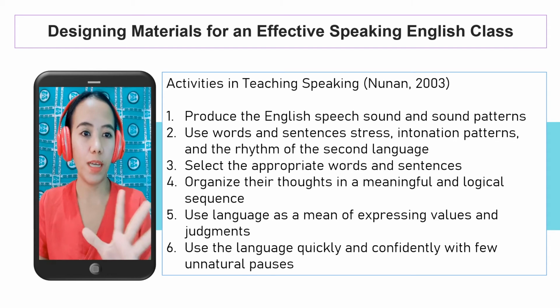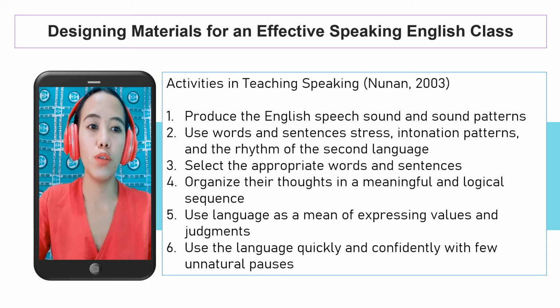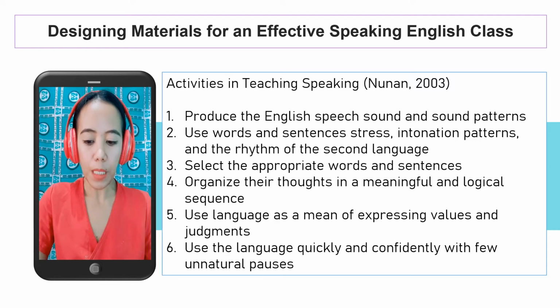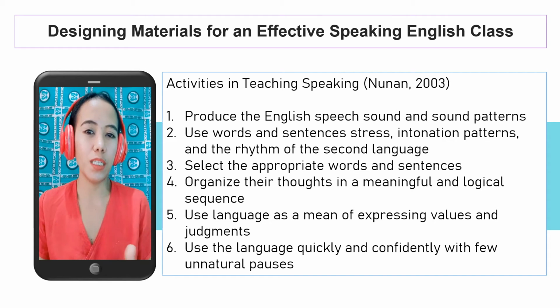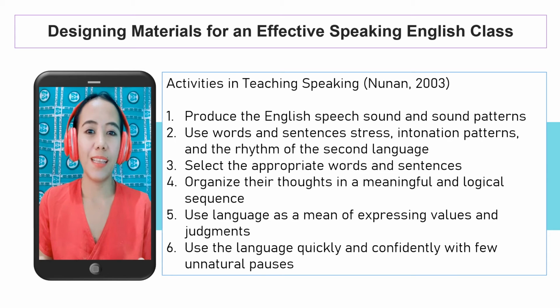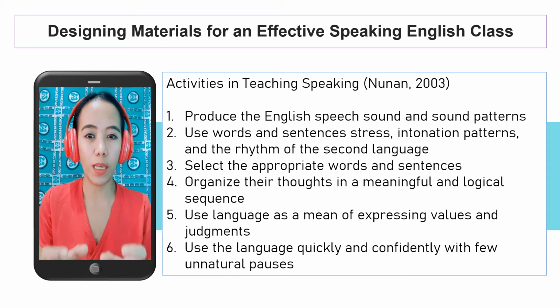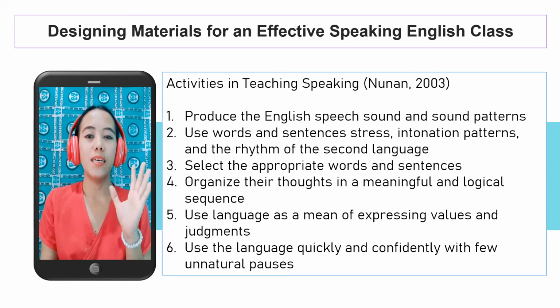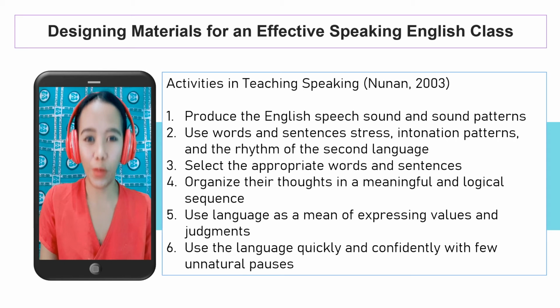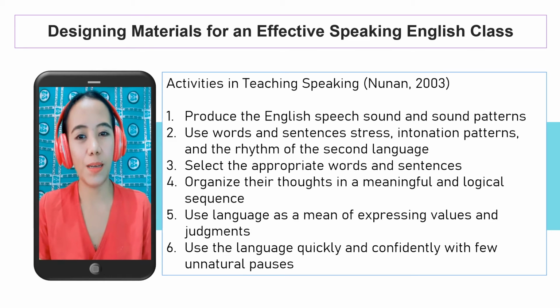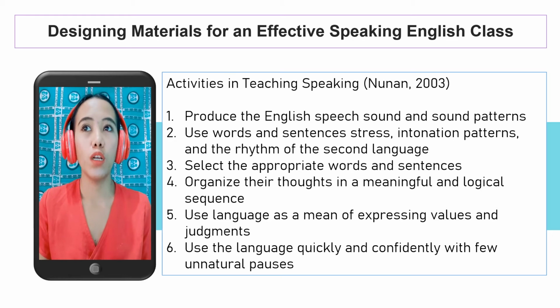And then the fifth one, the student have to use language, and then in using their language they have to express values and also judgments. It means that the student cannot talk about nothing. They have to have values in their speech. Well, the sixth one, or the last, the student have to use the language quickly but also confident. It means that the students will talk without too many pauses. Well, we call it as fluency.